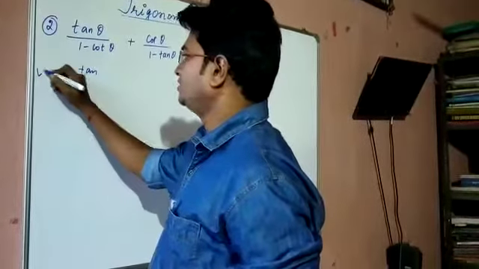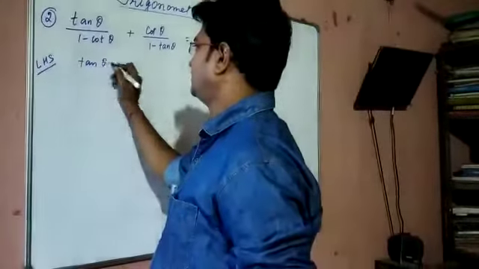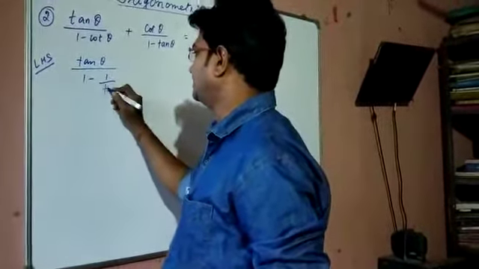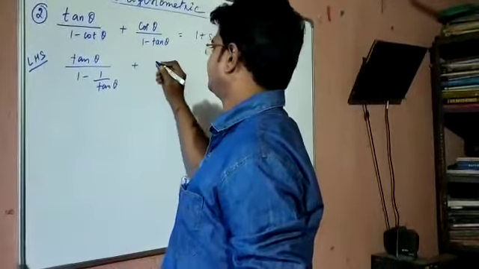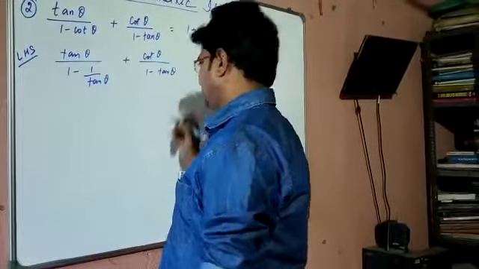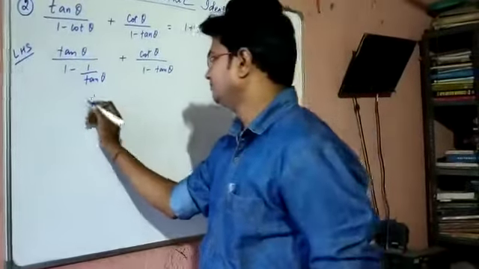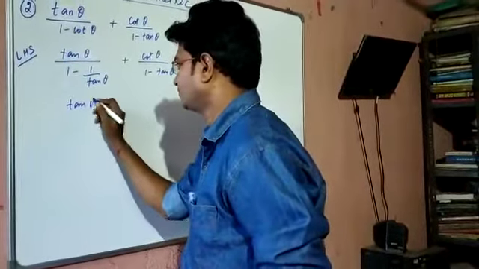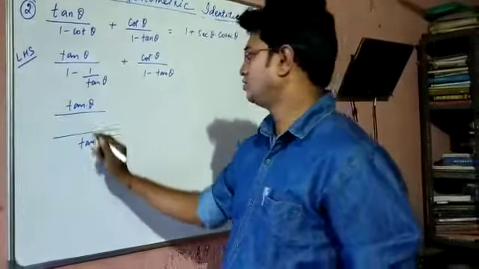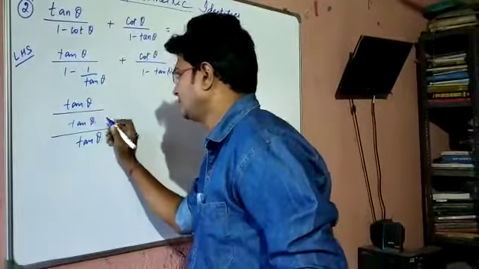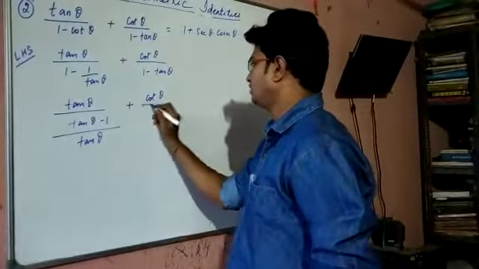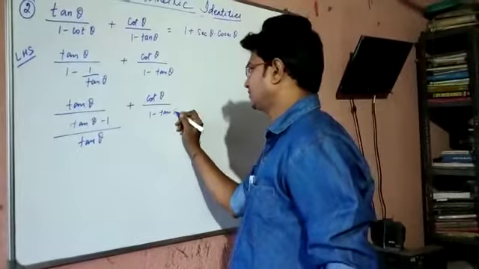For that we are proceeding from the left hand side, tan theta. Instead of cot theta, what can we write? We can write 1 by tan theta. And here cot theta by 1 minus tan theta. So if you take LCM, your LCM is tan theta. So here you will get tan theta by (tan theta minus 1) plus cot theta by (1 minus tan theta).